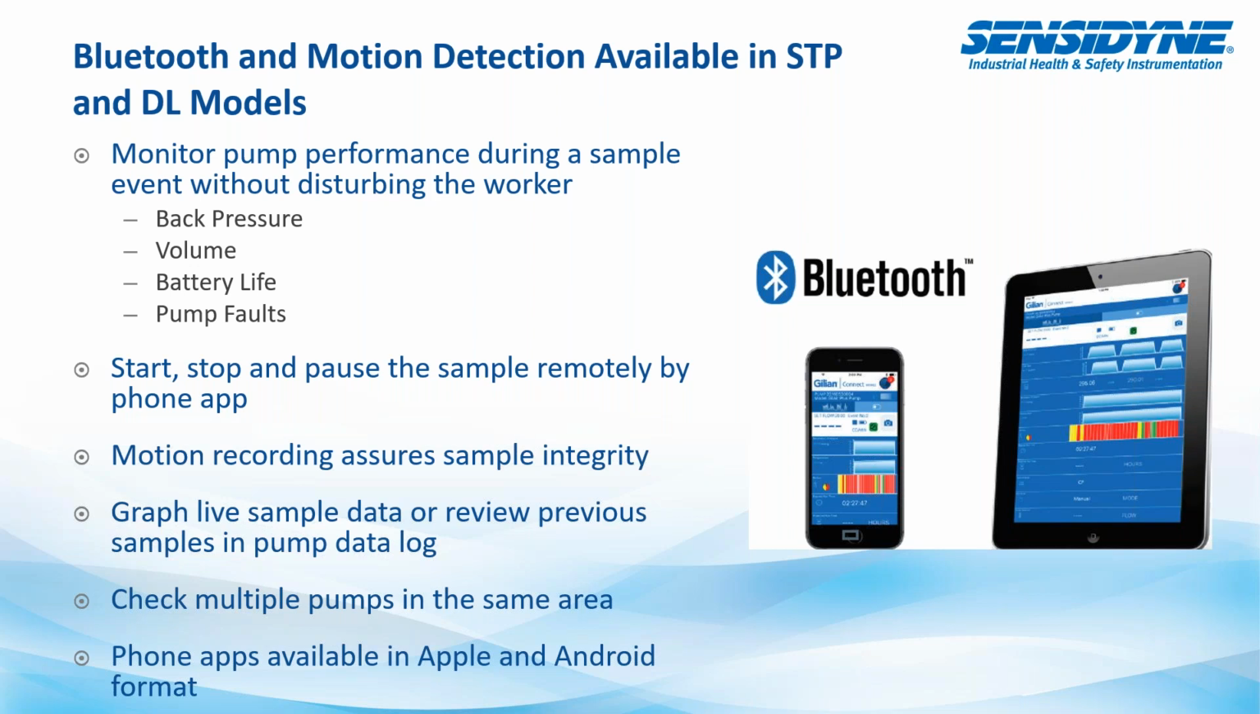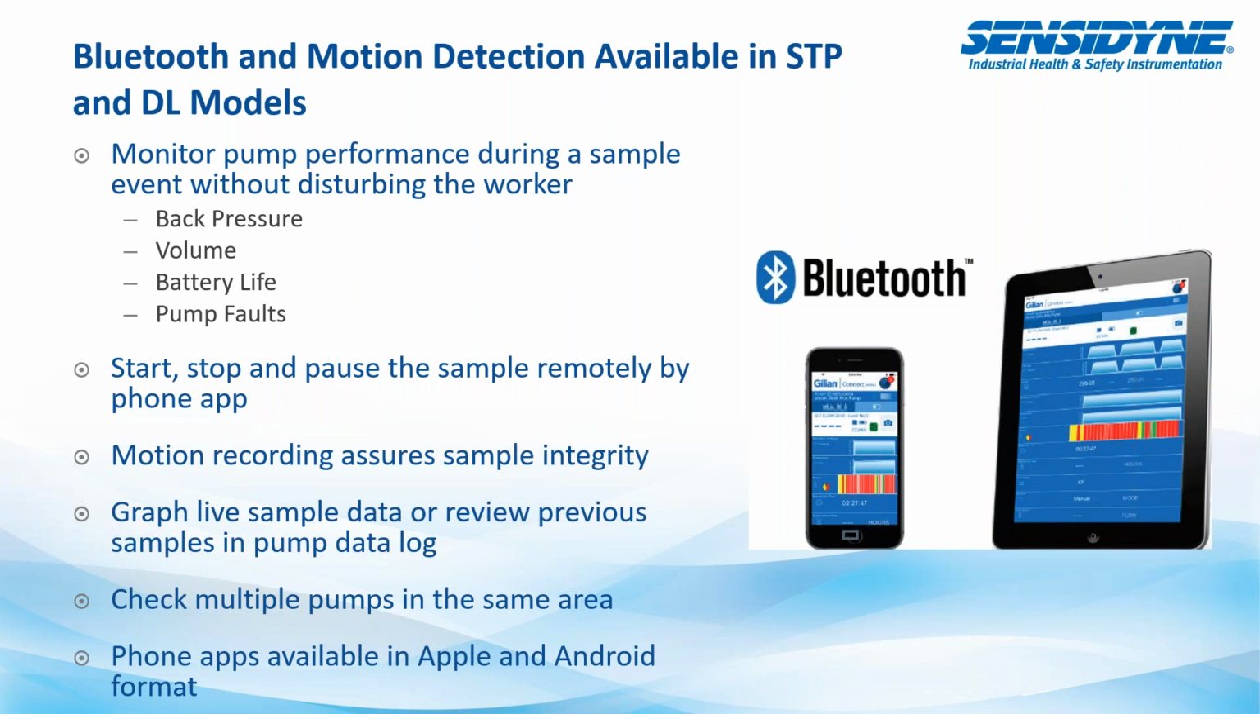You can look at your total volume, you can look at your battery life, and you can actually see what pump faults occurred, at least on our Gilair Plus, through this mobile app. And it'll give you a fault code so you can see if it was an over pressure, back pressure, or battery related fault.